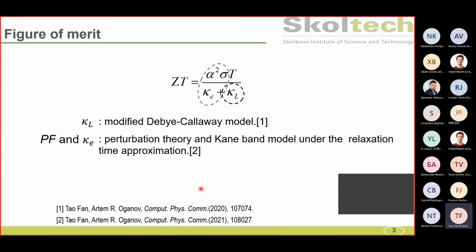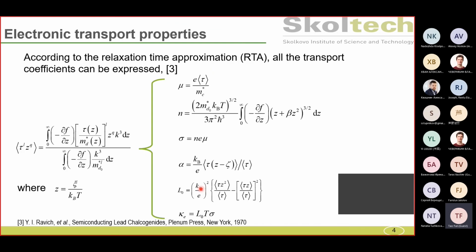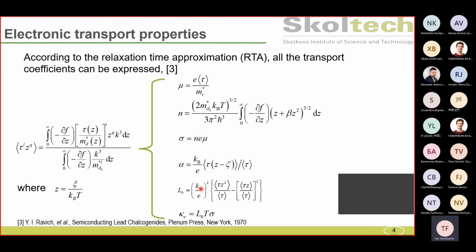All these models have been implemented in my program ICON, which means ab initio conductivity calculation. Here I just want to give you a short introduction about the model behind the program. First, about the electronic transport properties: according to the relaxation time approximation, all the transport coefficients can be expressed as a function of this variable. Here, tau is the relaxation time of electrons, Z is the reduced band energy, F is the Fermi-Dirac distribution function, m is the effective mass, and k is the wave vector. L and Q are just constants.